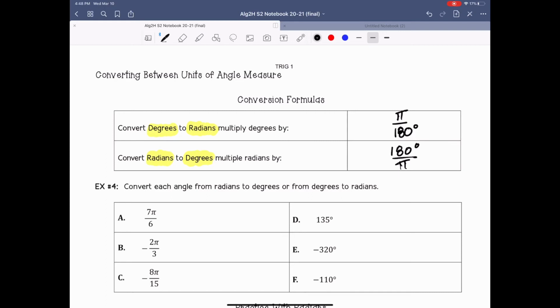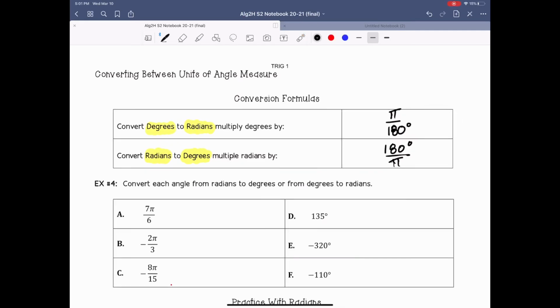And this time, the pi of my original is going to cancel with the pi in my denominator. And then I'm just going to be left in terms of degrees, which is exactly what I want if I am converting to degrees. With that being said, let's go ahead and move to example number 4, and we are going to convert each angle from radians to degrees or vice versa.